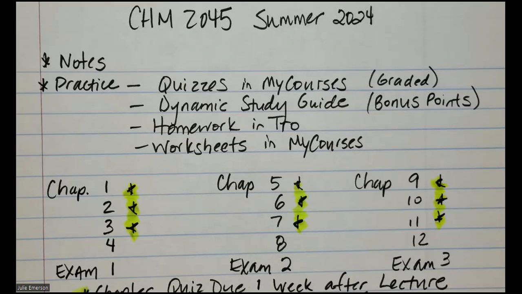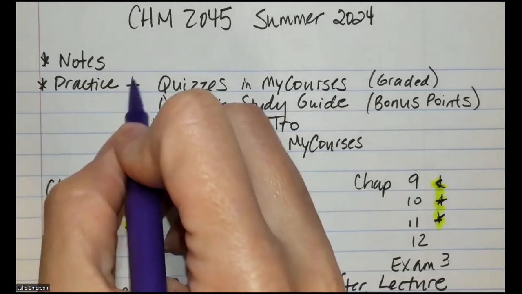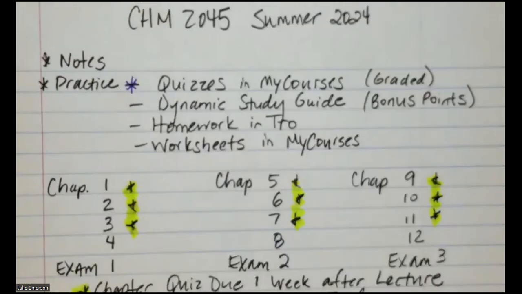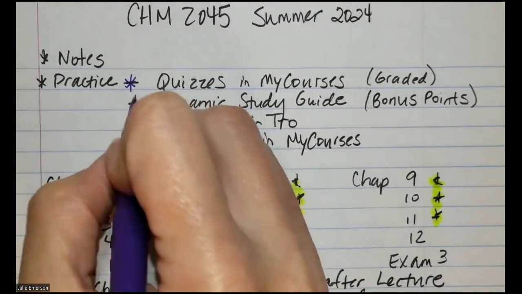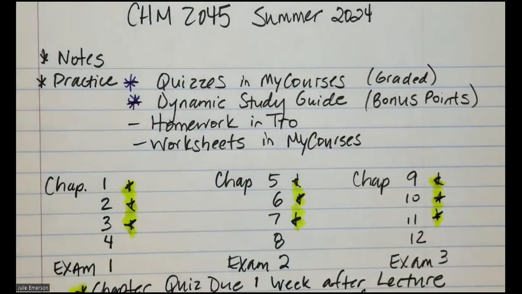So those are two things you definitely do not want to miss out on, right? The quizzes, they are graded, so you definitely want to do those. Those are in each of the chapter folders. The dynamic study guides, which are in the Pearson website, those are extra credit.